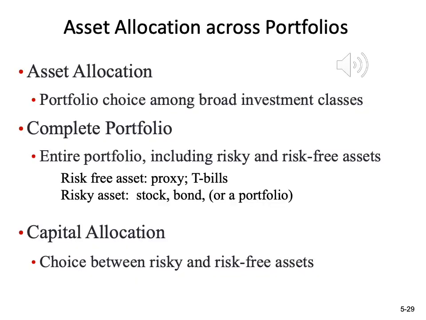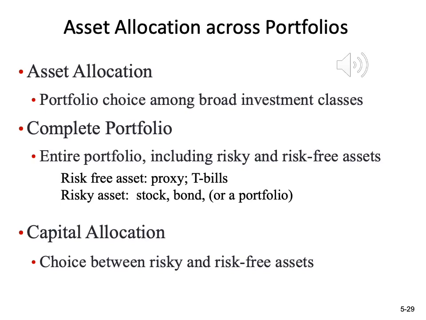We will now introduce the most important idea in this chapter, the asset allocation. Asset allocation is the portfolio choice among broad investment classes. For example, if your portfolio has a bond and a stock, asset allocation means the choice of the percentage of stock and bonds. If you put 40% of your money in stock, which means 60% of the money goes to the bond. So that is one example of asset allocation.